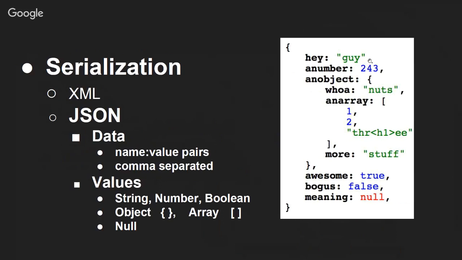Then if I want another element of data, here I have another name with a number value, then a comma, and here is another value that is another object. This object has braces too and can have other data inside it. So this object is a child of this one.